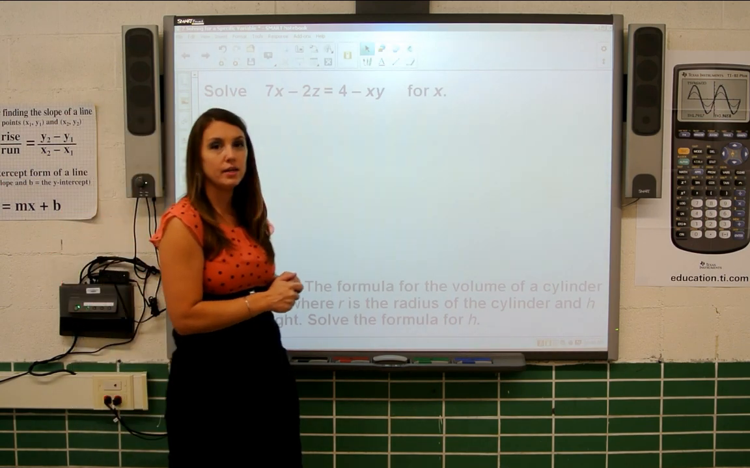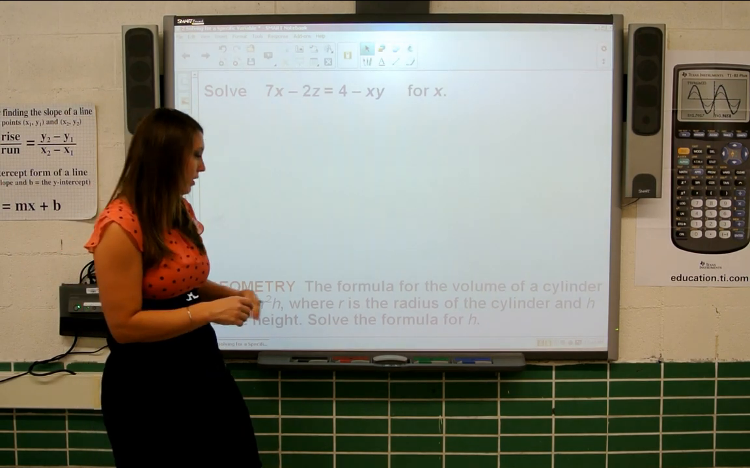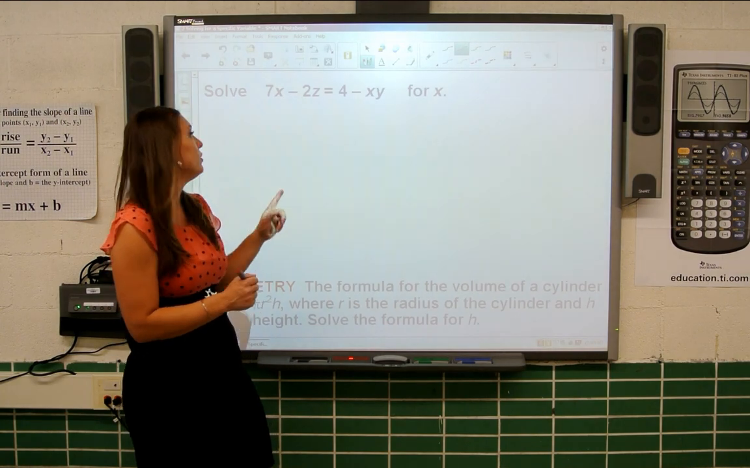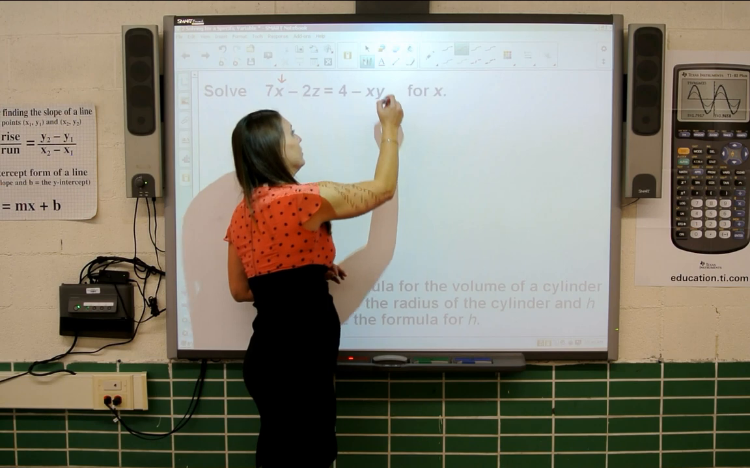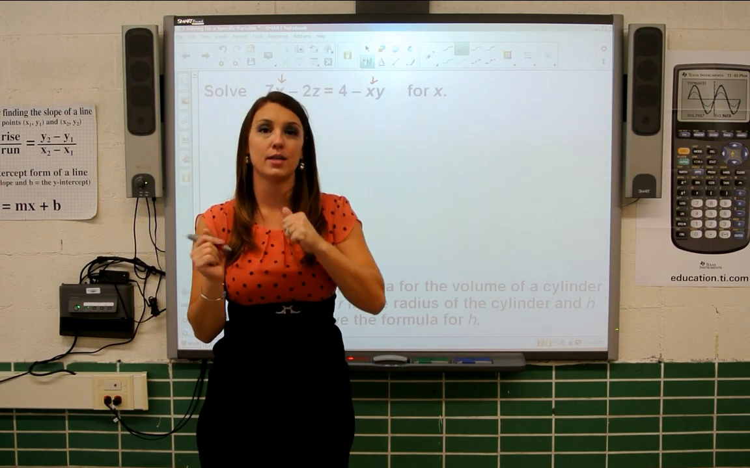7x minus 2z equals 4 minus xy. Okay, we're getting a little harder now. We're solving this for x. Notice, there's an x here and an x here. Our first goal is to get both those x's to the same side.